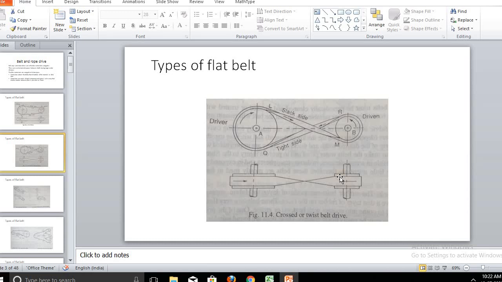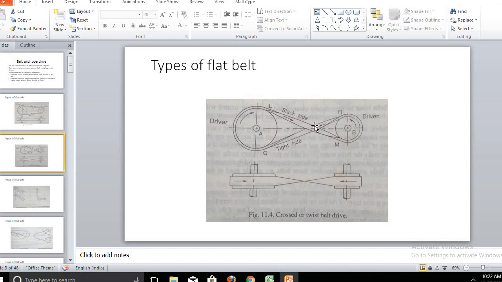But here we are interested to rotate these two pulleys, this driven pulley in the opposite direction, in the opposite direction to that of the driver pulley. So in this arrangement, these two shafts which are attached with the pulleys are now joined with this crossed belt drive.